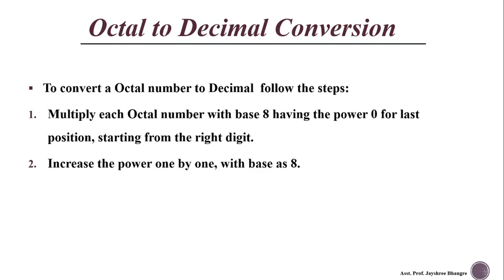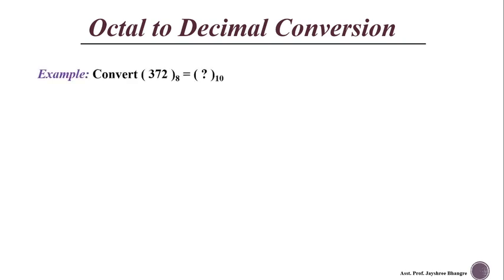So we increase the power one by one, and after presenting the numbers in their positional weights, we sum up the products to get the decimal equivalent number. So let's see the example. Convert the octal number 372 into its equivalent decimal. So we have to use the positional weight method. Let's start from the LSB position.